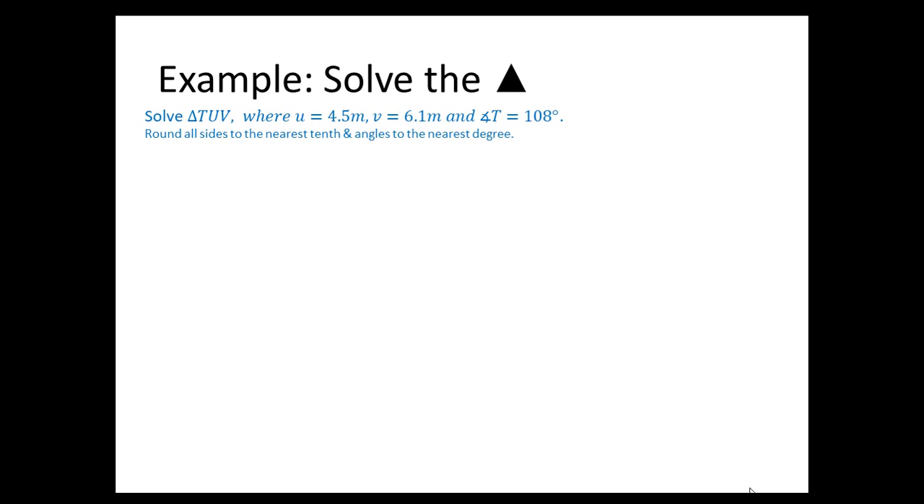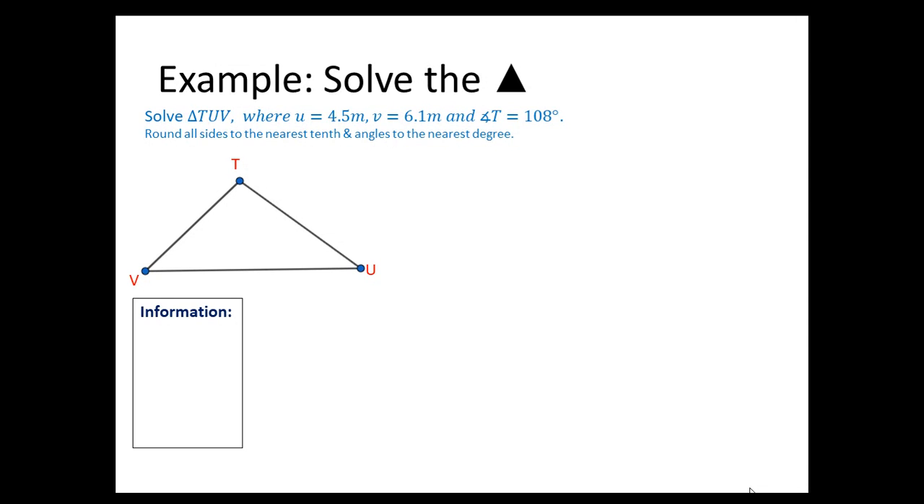So just a reminder, when you're asked to solve a triangle, it means we need to find all the sides and all the angles. Now, since we don't have a diagram, the first thing we should do is to draw our triangle. I'm going to label it as well. We have T, U, and V.